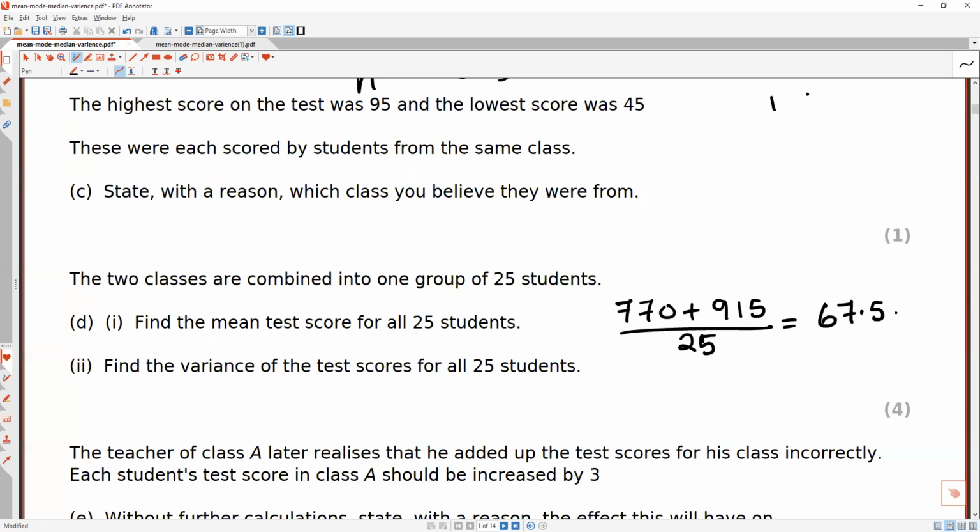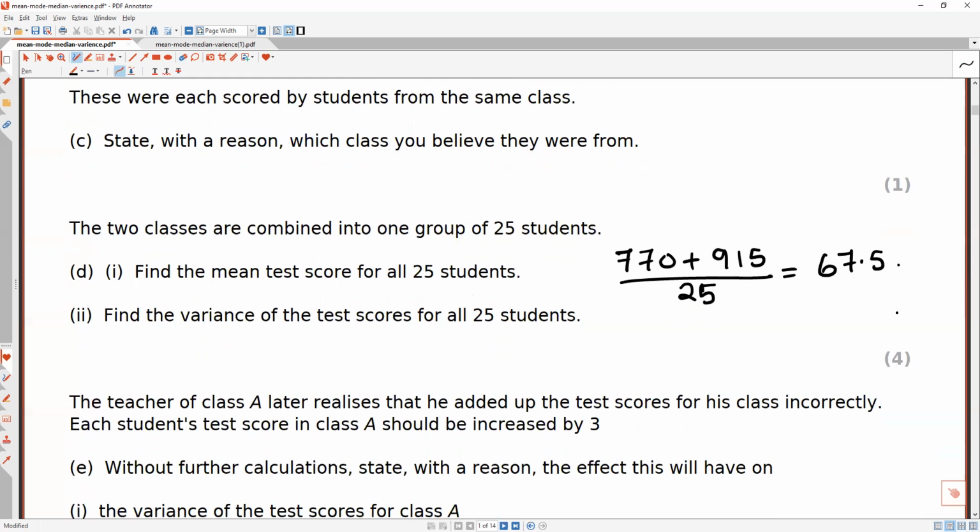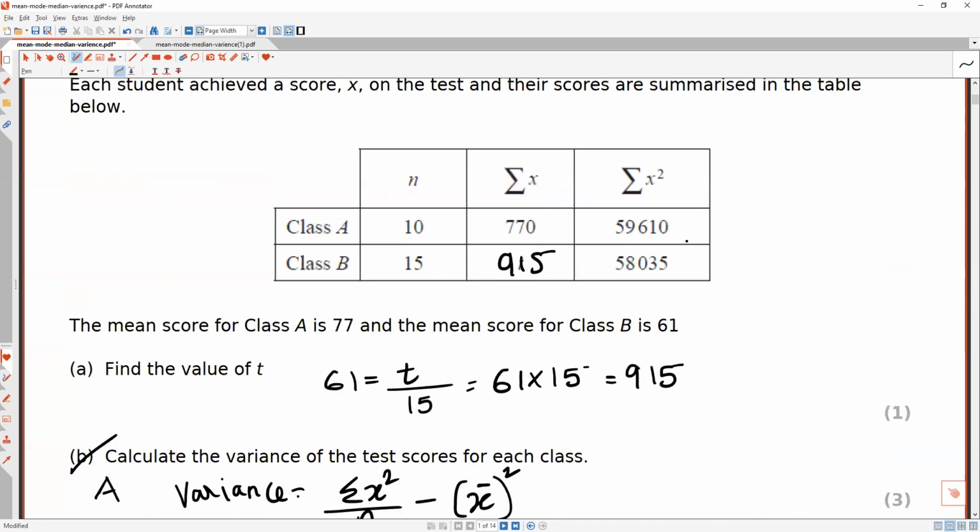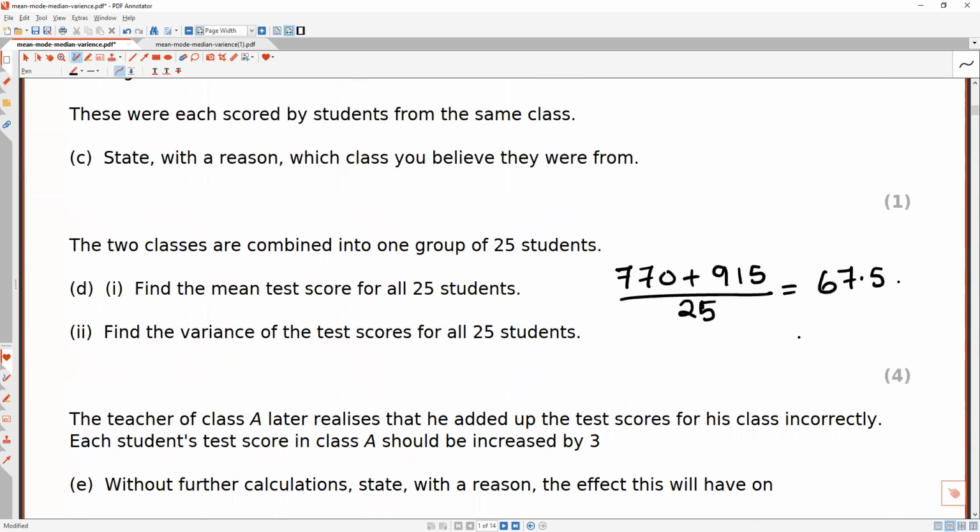67.4. Find the variance of the test scores of all 25 students. For that I need sigma x square of all of them, so I will add sigma x square of this and sigma x square of this. How much is the total sigma x square? You get your new sigma x square, tell me how much it is. 59610 plus 58035, how much is it? 117645. So 117645, that is your sigma x square.